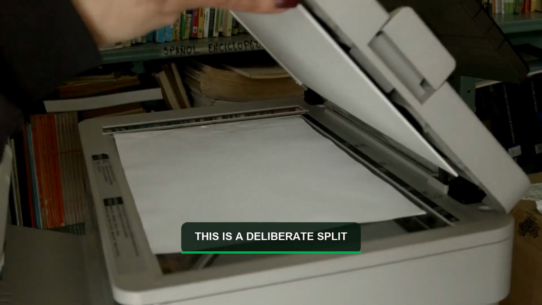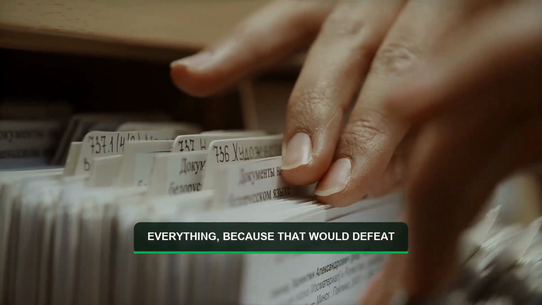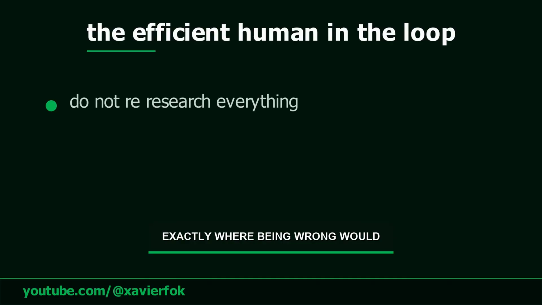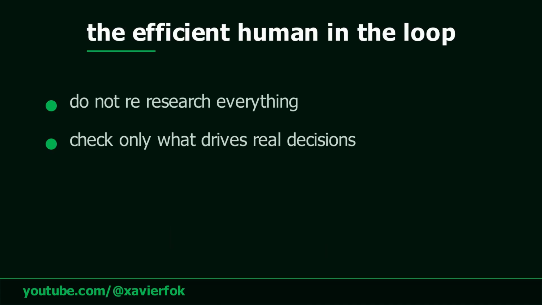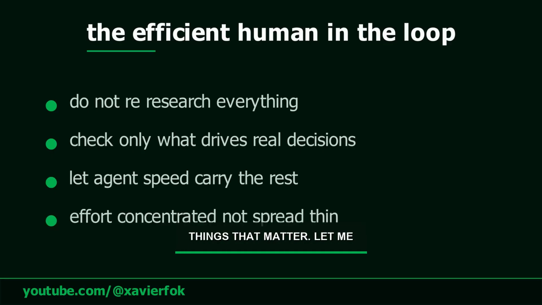This is a deliberate split of attention. I do not re-research everything because that would defeat the purpose. I spend my checking effort exactly where being wrong would be expensive, and I let the agent's speed carry the rest. That is the efficient version of human in the loop. Not check nothing and not check everything, but check the things that matter.